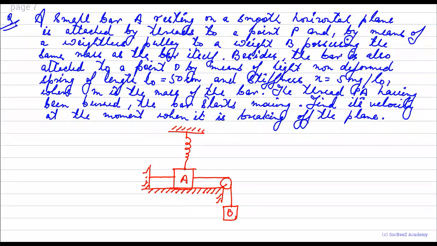Let's now move on to the next problem, which is this. A small bar A resting on a smooth horizontal plane is attached by threads to a point P and by means of a weightless pulley to a weight B possessing the same mass as the bar itself. Besides, the bar is also attached to a point O by means of a light non-deformed spring of length L0 equals 50 cm and stiffness x equals 5 mg upon L0, where m is the mass of the bar.